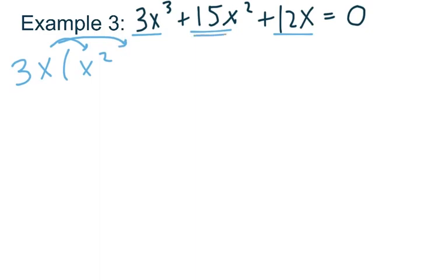3x times what gives us 15x squared? It's going to be plus 5x. Then lastly, 3x times what gives us 12x? It's going to be a plus 4.